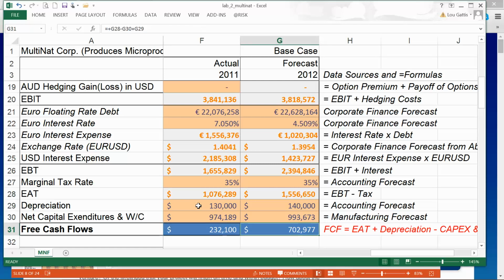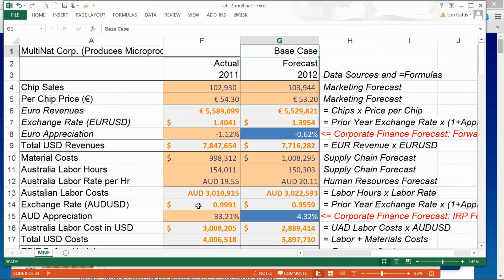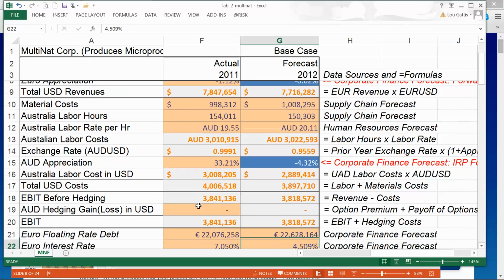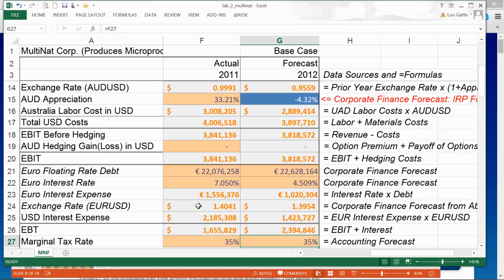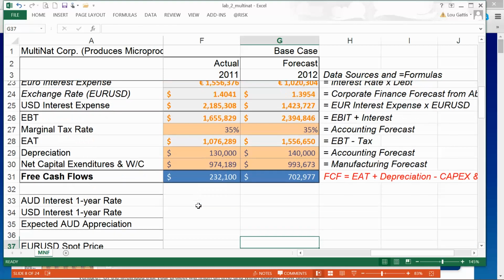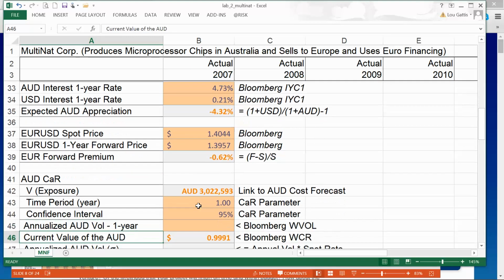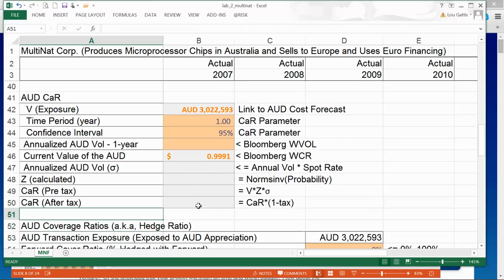And that's where a lot of analysis might end. This is called a static or a point estimate of free cash flows. However, I'm worried about the Australian dollar changing because I do not have any kind of hedge on that. So I want to try to look at the variability of the Australian dollar and calculate a cash flow at risk for exposures to the Australian dollar. So I'll come down here, and here's where I want to calculate a cash flow at risk number.